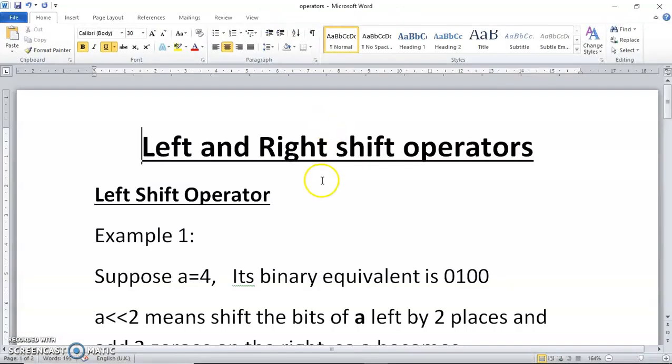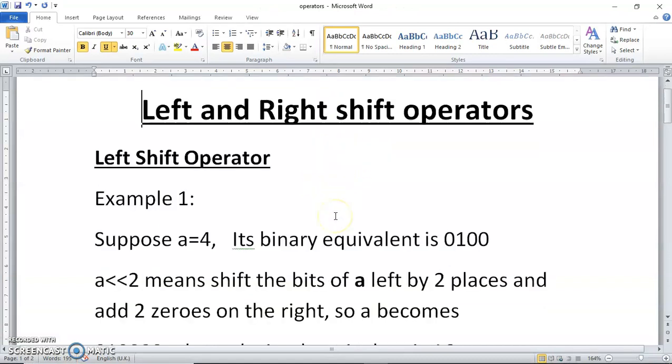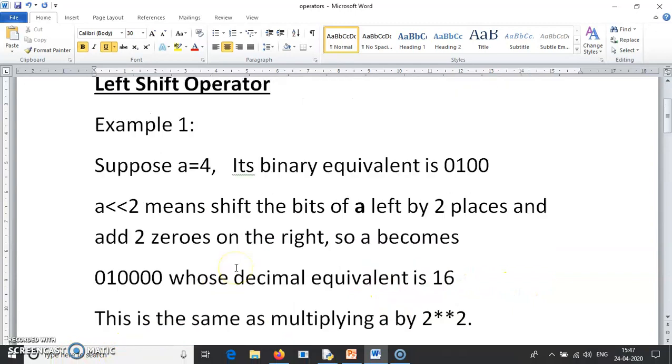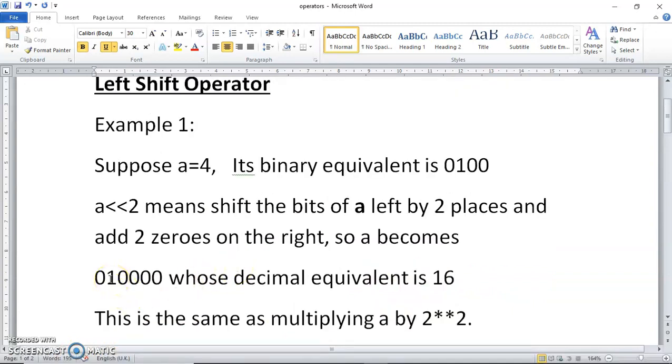So I've taken up an example for you. Let's first discuss the left shift operator. Now suppose A is 4. Its binary equivalent is 0100. So let me now left shift A by 2 bits. A << 2 means shift the bits of A left by 2 places and add 2 zeros on the right. So it becomes this. I hope it's clear. Let me just demonstrate it to you.